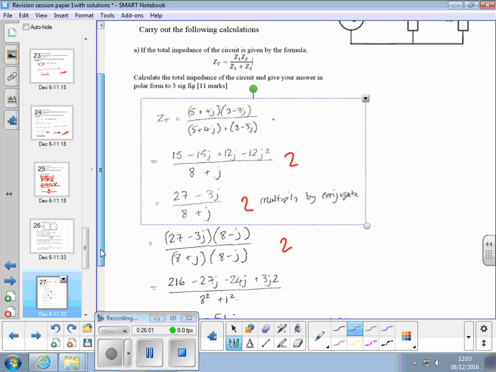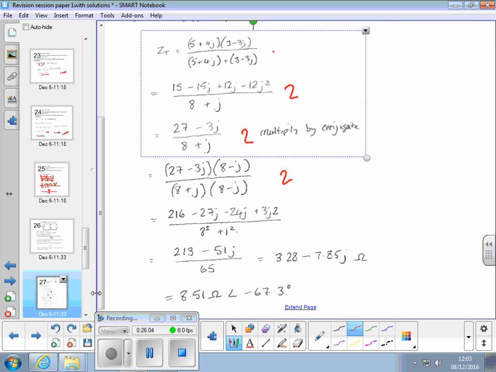Okay. Multiplying out the top and the bottom. And I've just done it as a straight 8 squared plus 2 squared for the bottom because I know all the j terms are going to cancel. Okay. I've given 2 marks around that bit. And then ended up with the final bringing together of all these terms on the top here, and that answer there, 2, and an extra 1 for converting it to the right polar answer, 8.51 ohms at angle minus 67.3 degrees. Have I got the 2, 4, 6, 8, 10, 11?